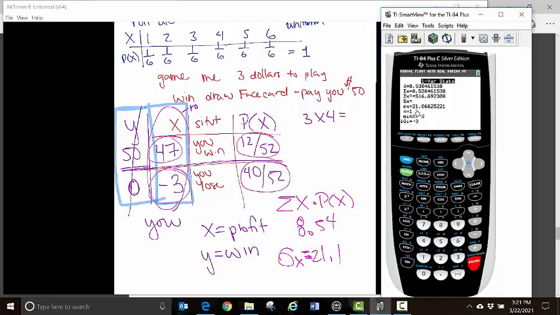Lose $3, right? 40 out of 52 chance I'm going to lose. What would I expect to happen if I played it over and over and over again? On average, I'd win $8, but I'd have to play a bunch. I'd lose a bunch before I won enough to be positive $8. Okay. All right, so that's 6.1.